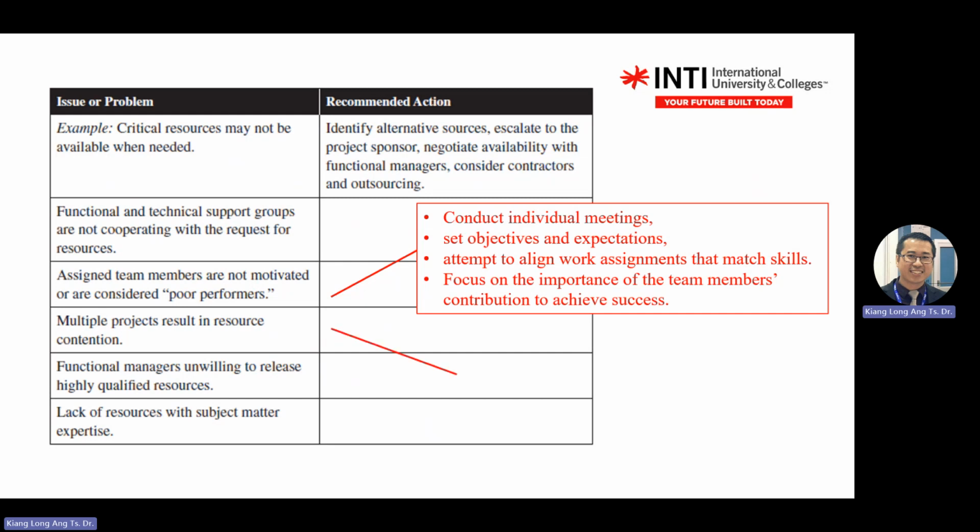Multiple projects result in resource contention, which means there is already stress on the workload. So how do you handle multiple projects resulting in resource contention? What can you do? Okay, discussion, meeting. So this one, resource contention.